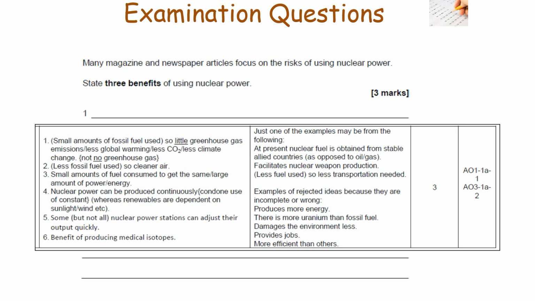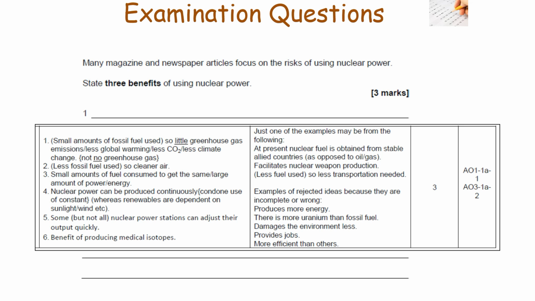So what are our advantages? Advantage number 1, there are small amounts of fossil fuels used, not no fossil fuels used. You've got to be very careful about that, because you're still going to use fossil fuels in transport and in some ways in the power station itself. So little greenhouse gas, or little global warming, or less CO2, or less climate change. It's very important to say that you use less fossil fuels, so there's less greenhouse gases produced, not that there's none. Secondly, because you're using less fossil fuels, the air is going to be cleaner.